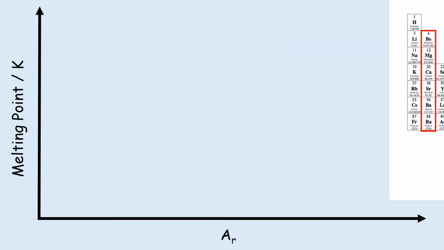Now let's have a look at the trends in the melting point as we go down the group. Just a reminder, when you're talking melting point, we're talking about structure and bonding. So we're identifying the structure and the bonding. Now these are all group 2. They're all metals, so the structure and bonding in all cases is going to be giant metallic, which means that they are held together by strong electrostatic attractions between a regular arrangement of positive metal ions and a sea of delocalized electrons.